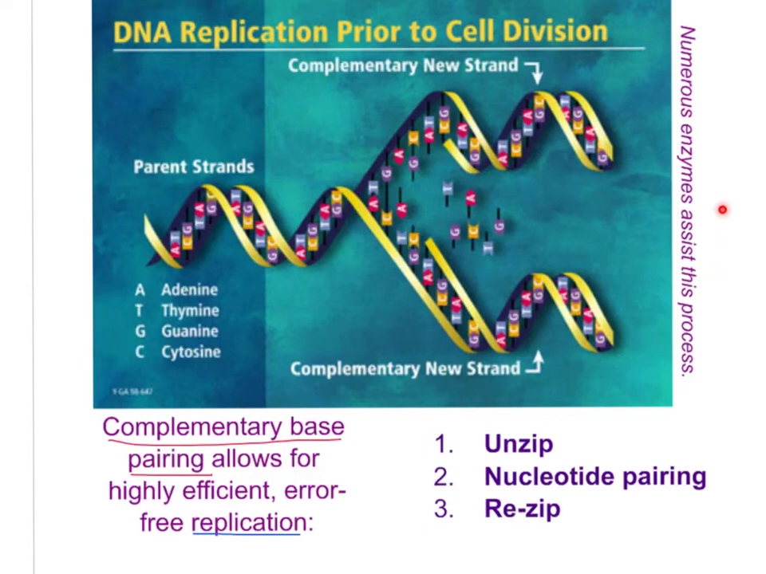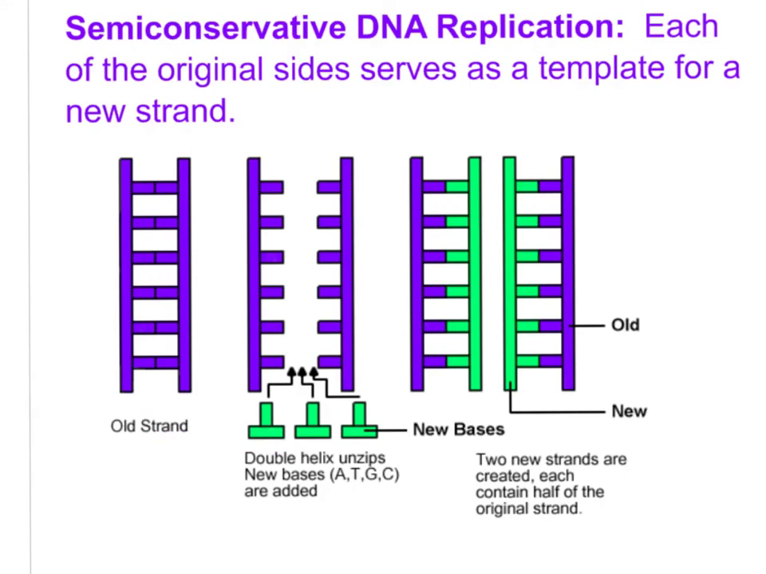One thing to note, many enzymes assist in this process. Remember, enzymes are chemicals, they're proteins that help make reactions happen, and many enzymes are going about assisting in this process. And so one more thing to note about DNA replication is that it is what we call semi-conservative. What is that word? Sounds kind of strange.